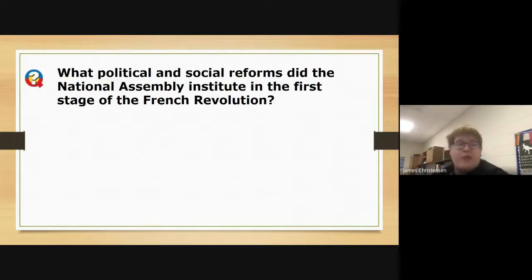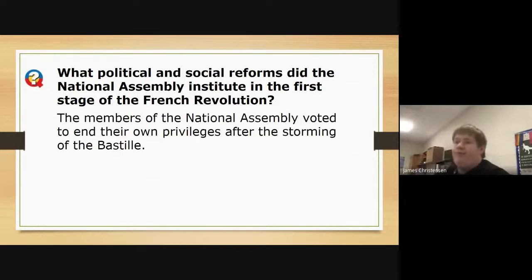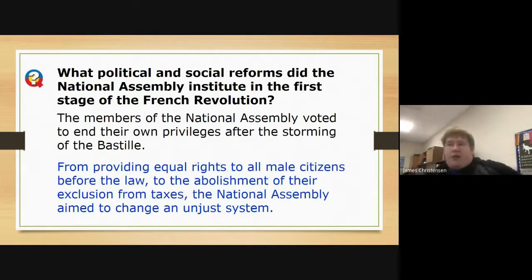So our central question for section 2: what political and social reforms did the National Assembly institute in the first stage of the Revolution? Well, they voted to end their own privileges after storming the Bastille, and from providing equal rights to all male citizens before the law, to the abolishment of their exclusion from taxes, the National Assembly aimed to change an unjust system.